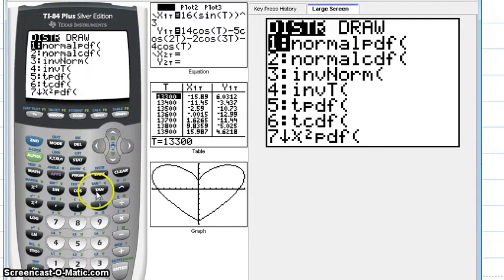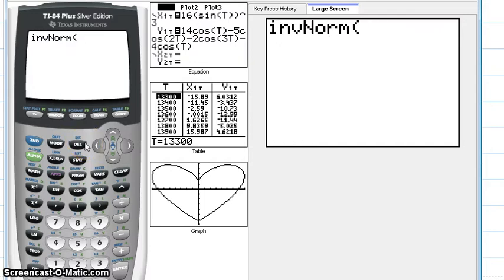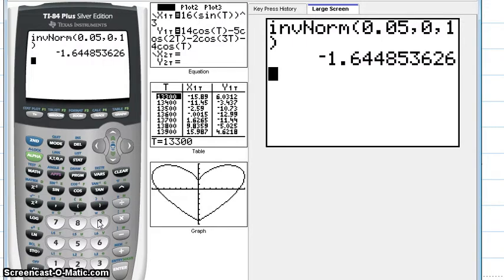We go to inverse normal. And we key in the area that we want, and in this case the area I want is 0.05. That's the probability. And I key in next the mean, which is 0, and then the standard deviation, which is 1, and I push enter, and I get this number, negative 1.645. Negative 1.645. So what does that mean?